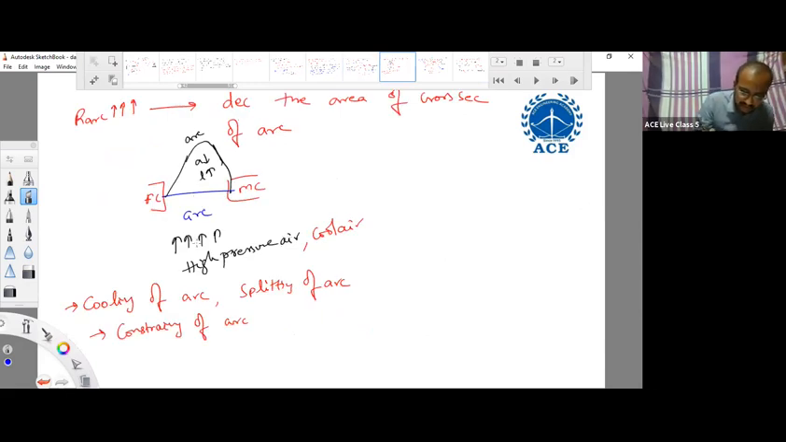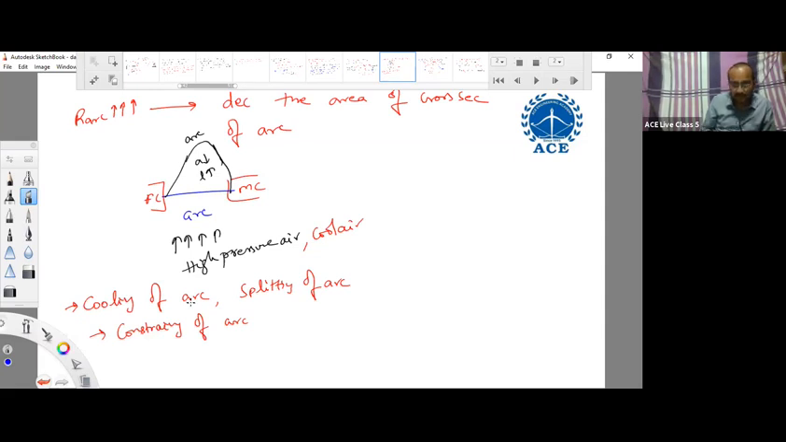Once you apply high pressure cool air, what happens? Arc stretches like this. So whenever you stretch the arc, area of cross section reduces, length increases. And cooling of arc, whenever you cool the arc, heat dissipation takes place. Splitting the arc: once you split the arc, automatically resistance increases. Constraining the arc means you are not allowing the arc to continue.